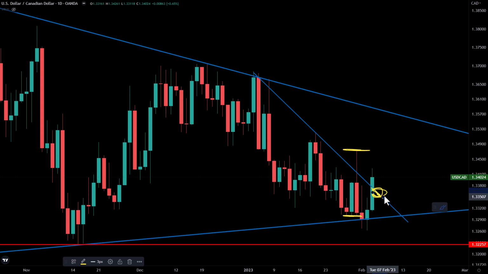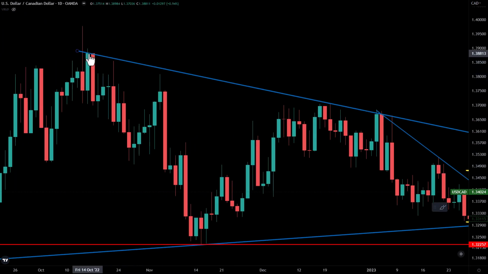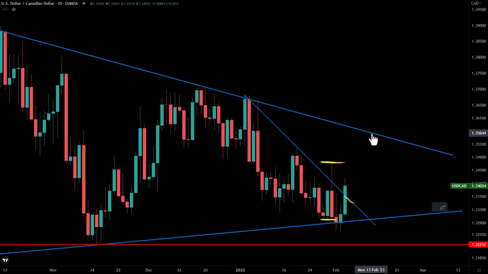But as long as that holds, I do think that we could see that push up here from the dollar CAD toward the trend line off of that high from all the way back here in October of last year. So right now, that level, if we see it within the next week or two, we're looking at a move maybe toward 135.60 or so for the dollar CAD.